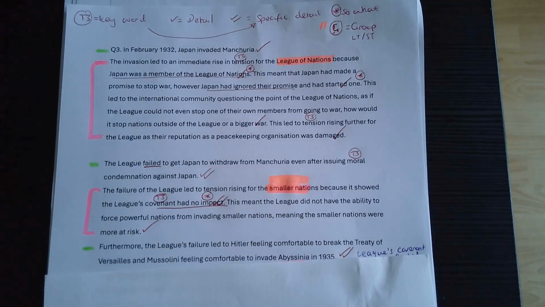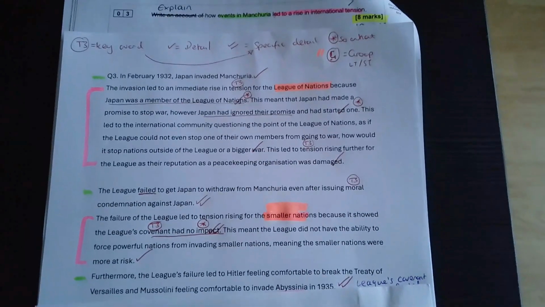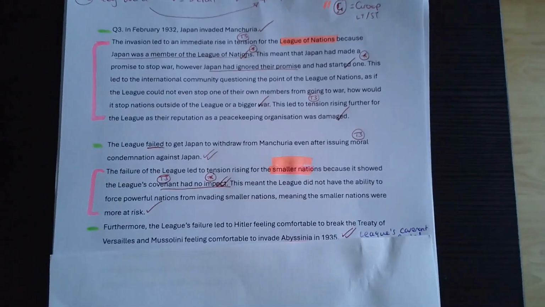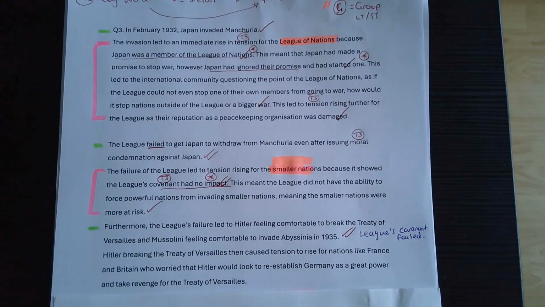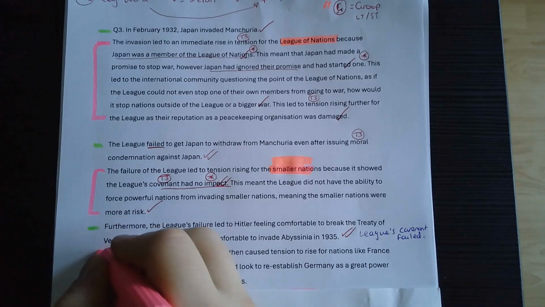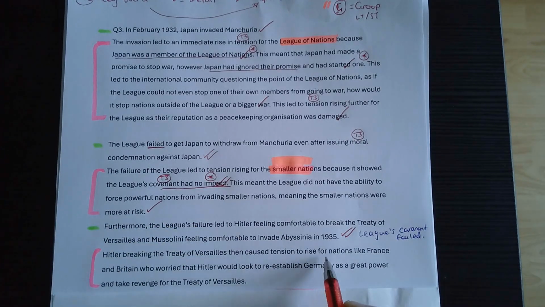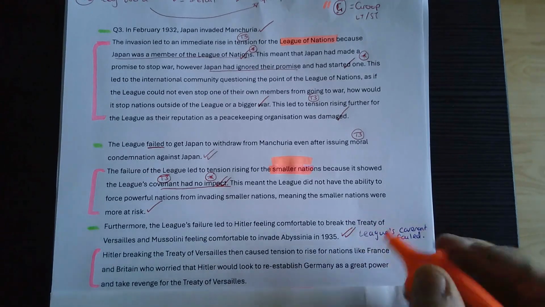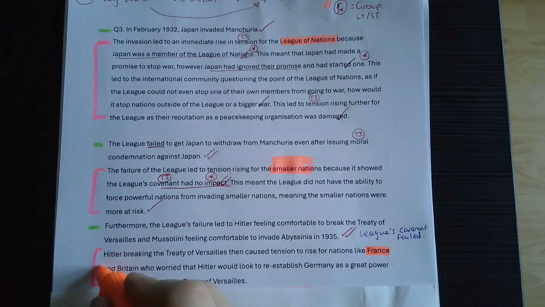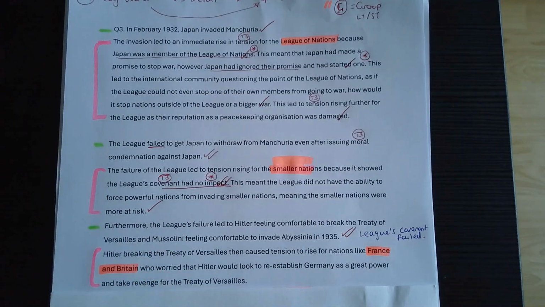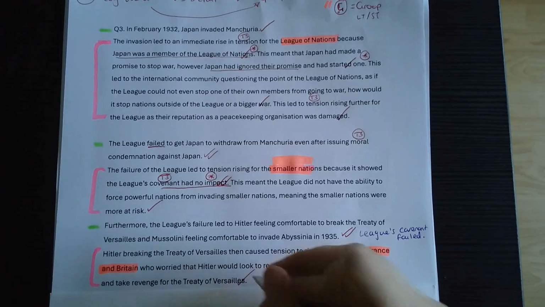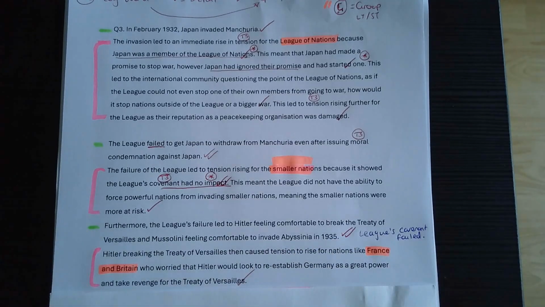And I would just add, that is because the League's covenant did not work. Okay, so then I'm going to go back to how that led to a rise in international tension. So, Hitler breaking the Treaty of Versailles then caused tension to rise for nations like France and Britain. So again, talking about different groups, that worried Hitler would look to re-establish Germany as a great power and take revenge for the Treaty of Versailles. So this here is a really strong answer.